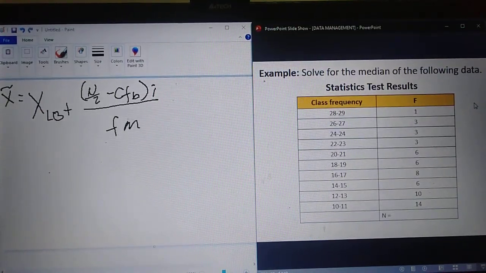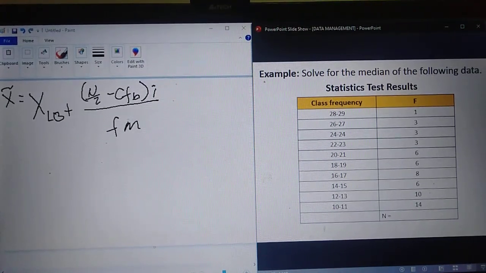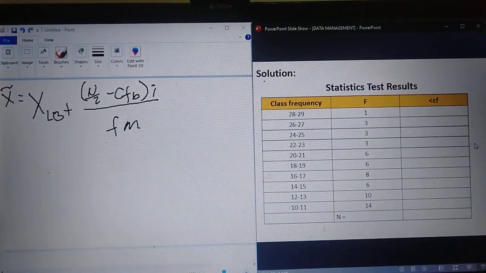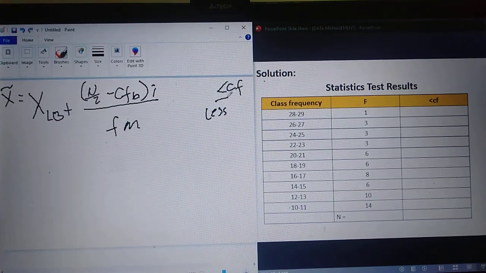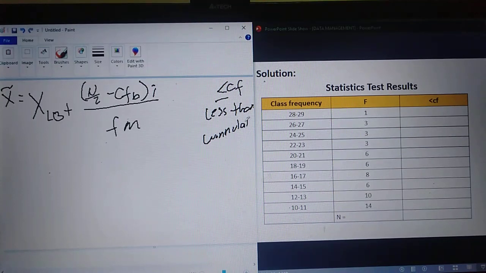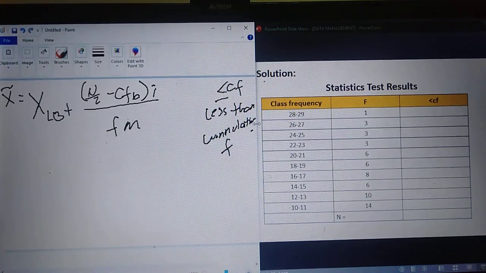For example, class frequency, solve for the median of the following data. So, nakagroup na siya. So, first, magdagdag ka lang ng isang table. Ayan. Dagdag lang ng isang table na meron nakalagay na less than CF. May logo ng ganyan, no? Ang tawag dito is less than. Di ba less than symbol to? Less than cumulative frequency.